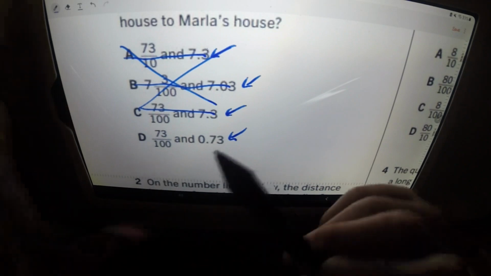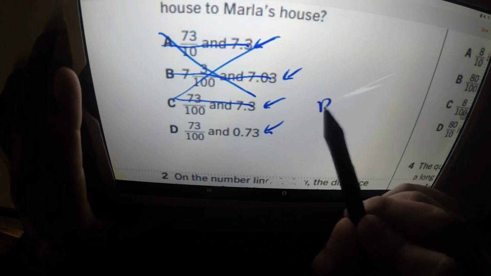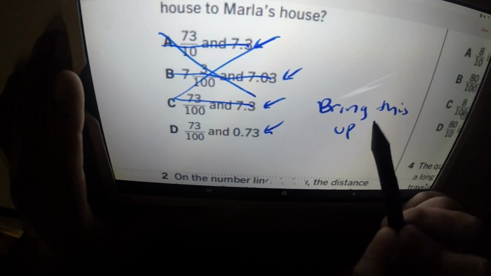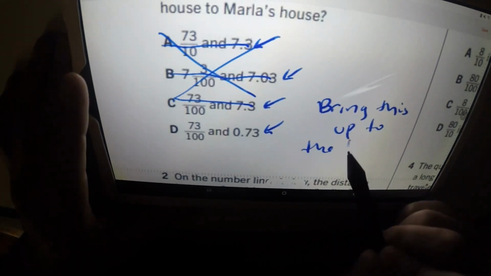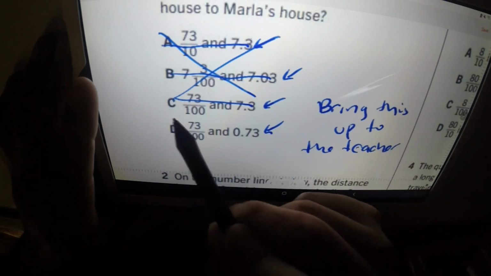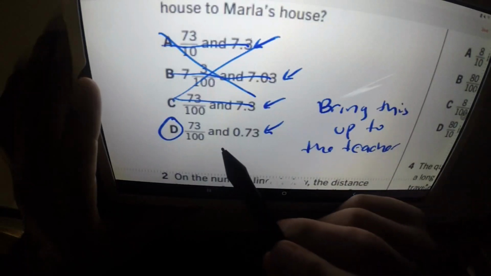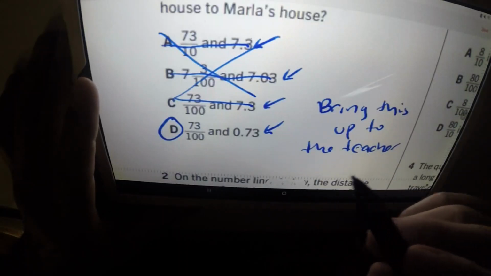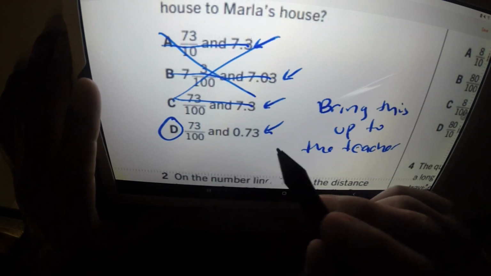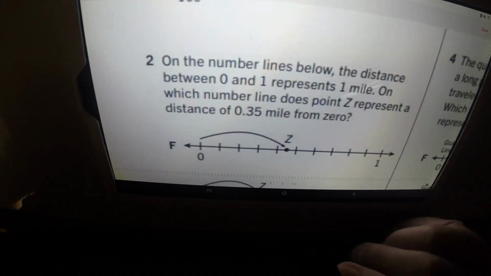So for the sake of not arguing with the teacher, but you should definitely bring this up to the teacher. I think his name is Mr. Saavedra. So this is the answer they want, but this is not correct. None of the answers are correct, but this is the one that comes closest to it. This is the answer I think they want you to have, but it is incorrect either way. So we're bringing this up to the teacher, right? That's number 1. On to number 2.